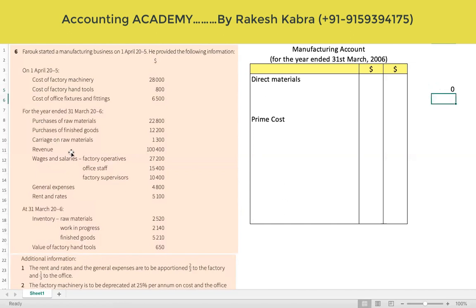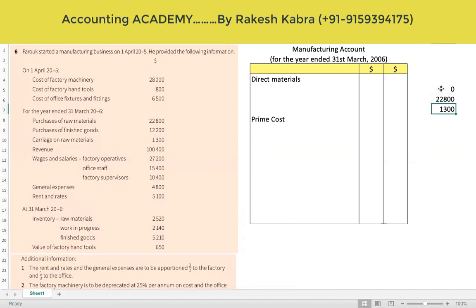Now, did I buy raw material during the year? Yes. How much? Purchase of raw material 22,800. And while buying, I paid the carriage also, so that also I will consider here. Opening raw material zero, this is the purchase of raw material, and 1,300 I paid as carriage, right?